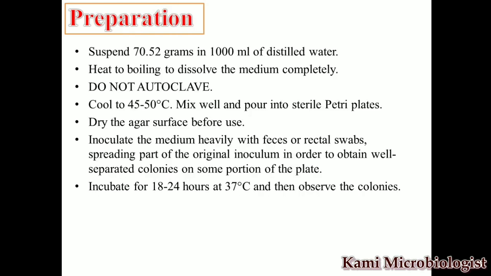Now we have the preparation of this media. We will prepare it by taking 70.52 gram of the media into 1000 ml distilled water, and then we will heat to boil to dissolve the media completely. Remember, in this case we will not autoclave it, because it will destroy the selectivity of the media. Then we have to cool it down to 45 to 50 degrees Celsius. After that we will pour it into the plates, and once the media is dry, we will use it. Now we will take the specimen like feces or rectal swab.